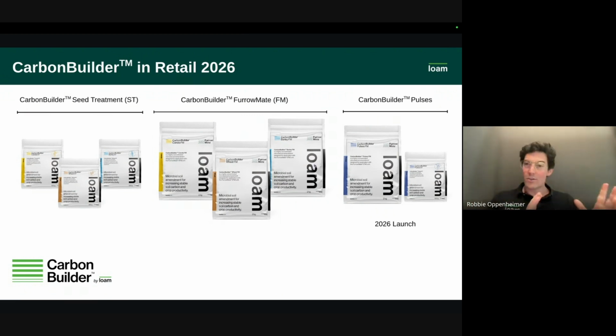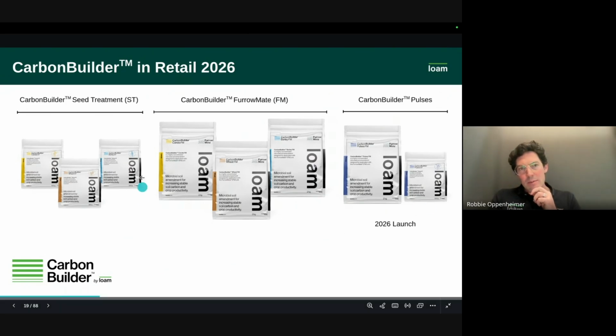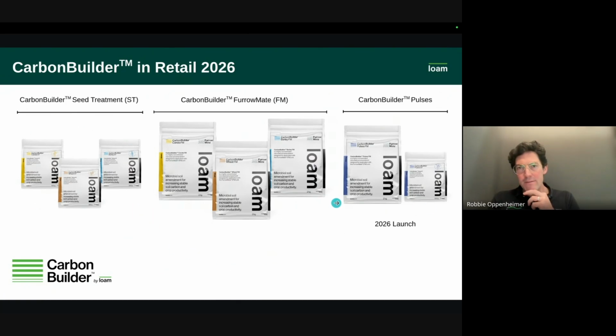If that's not, and you just want to have access to the fungus and try it out on a large number of hectares this year, they've been decoupled and CarbonBuilder is available in retail stores. It's available as a seed treatment. It's also available as a furrow-mate formulation.